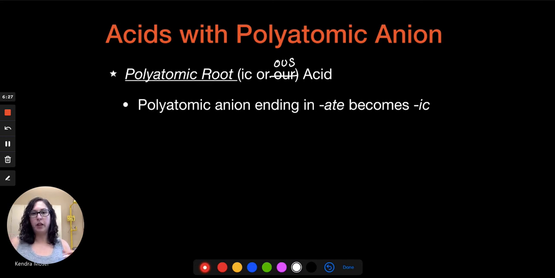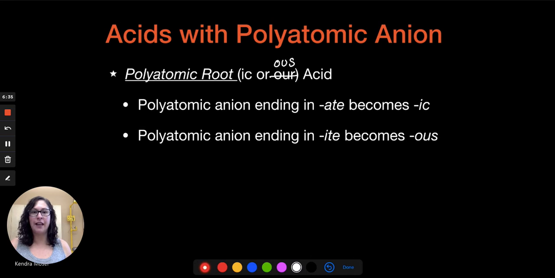So if the polyatomic ion ends in ate, A-T-E, it becomes ic, okay? If the polyatomic anion ends in ite, it becomes us, O-U-S, and we're going to kind of keep it to this. There are some additional things that we could talk about with those polyatomic ions. We're going to keep it to the ate ic, ite us, and I think if I ate it, it could be icky, and an itis is an ailment. Okay, so I kind of try to do some word associations there.